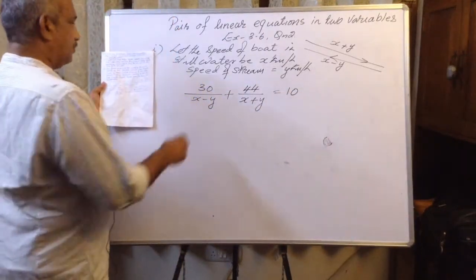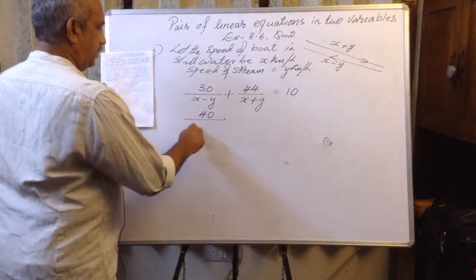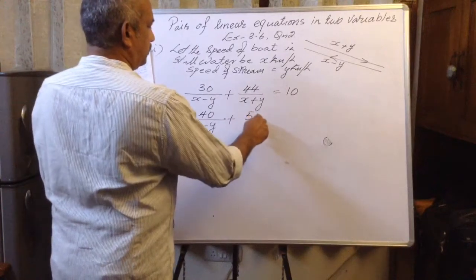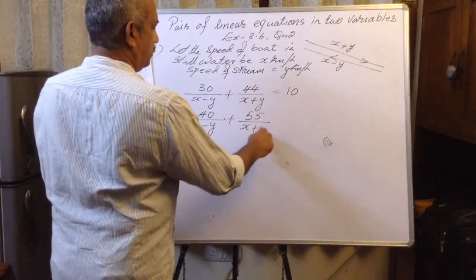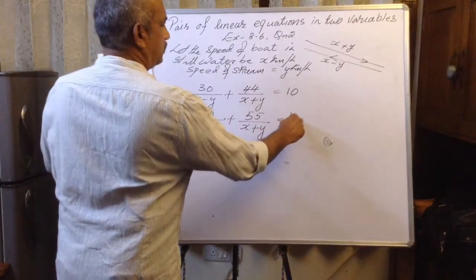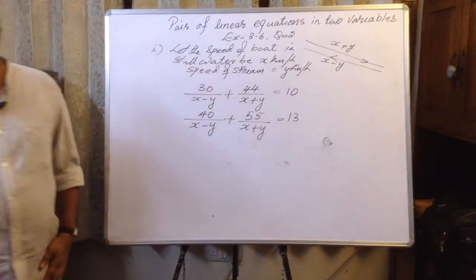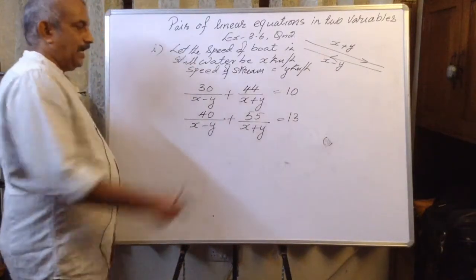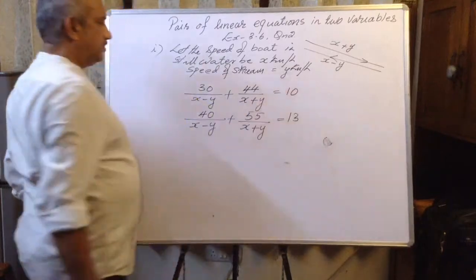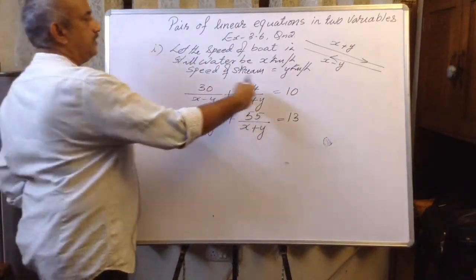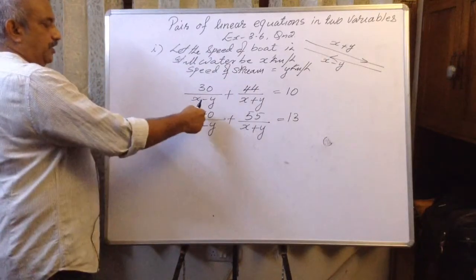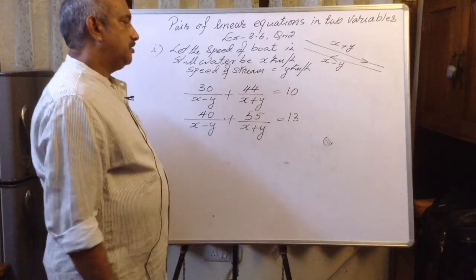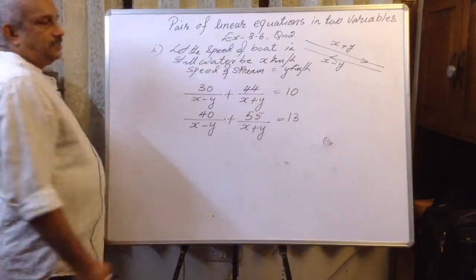Again, it can go 40 kilometers upstream, x minus y, and 55 kilometers downstream, x plus y, in 13 hours. This is the equation. The question says 30 kilometers upstream and 44 kilometers downstream in 10 hours. Earlier it was single only, now we combine them together. So 40 kilometers upstream and 55 kilometers downstream in 13 hours. It is just like the last exercise, question number 1.